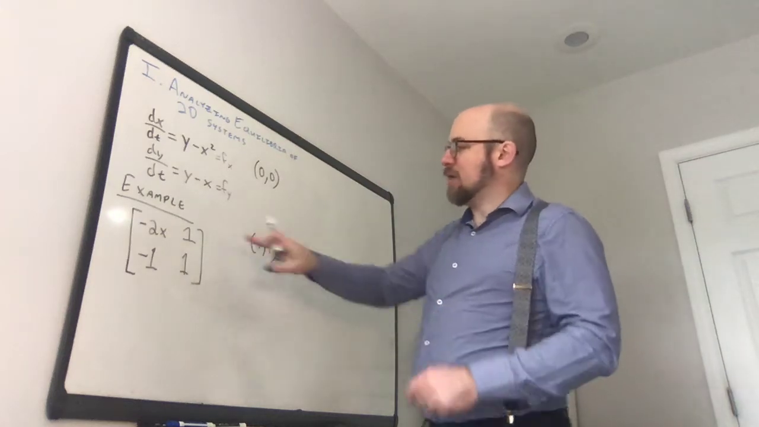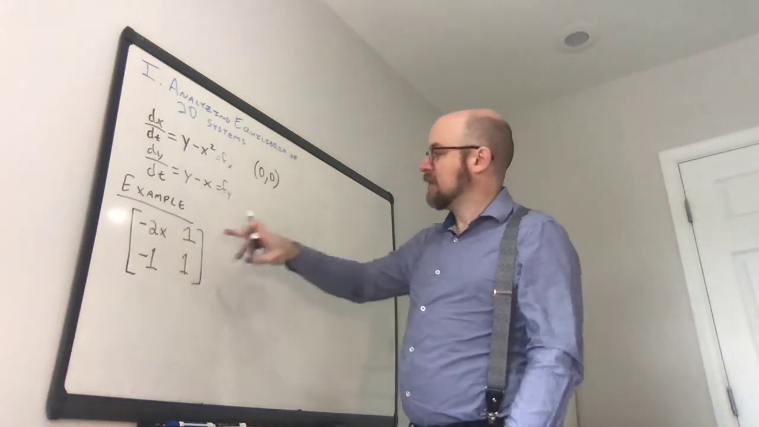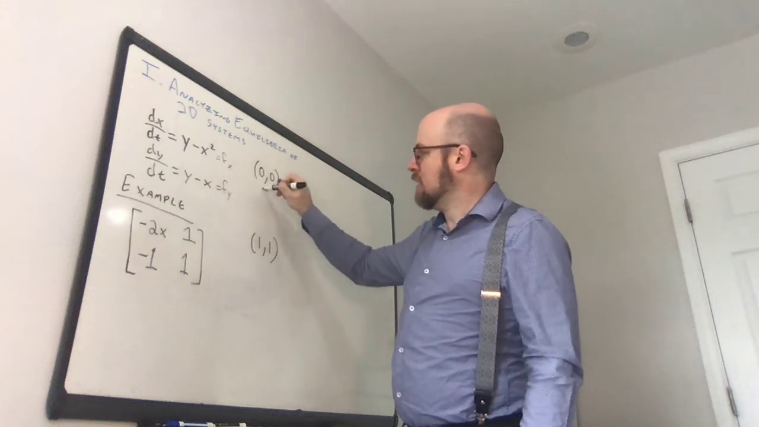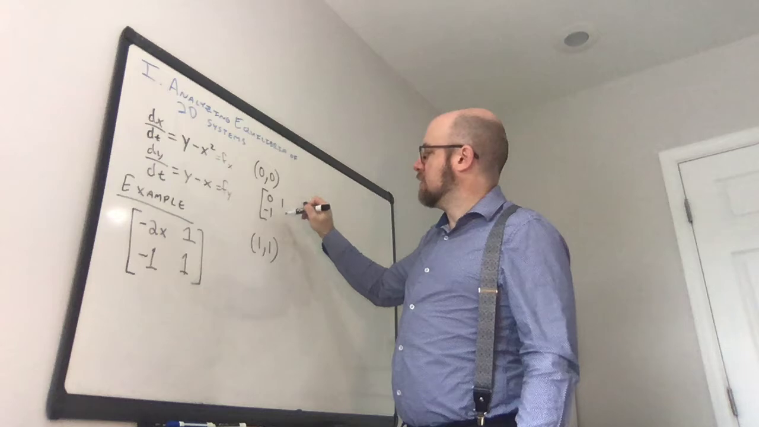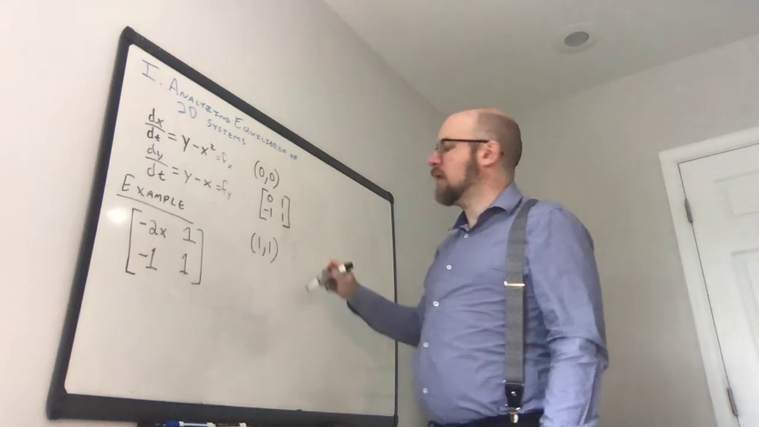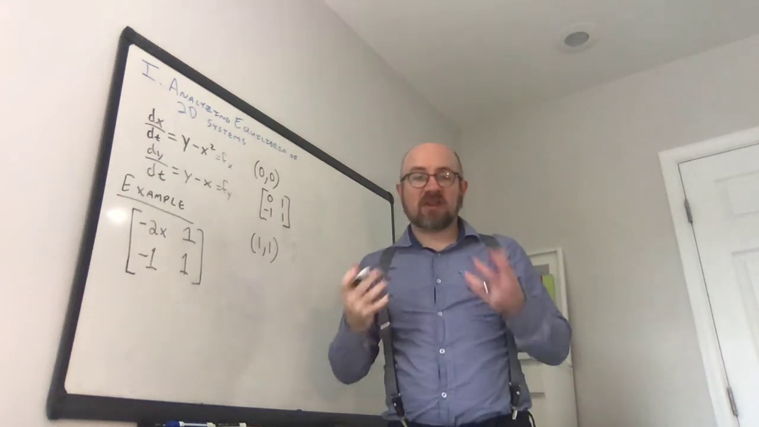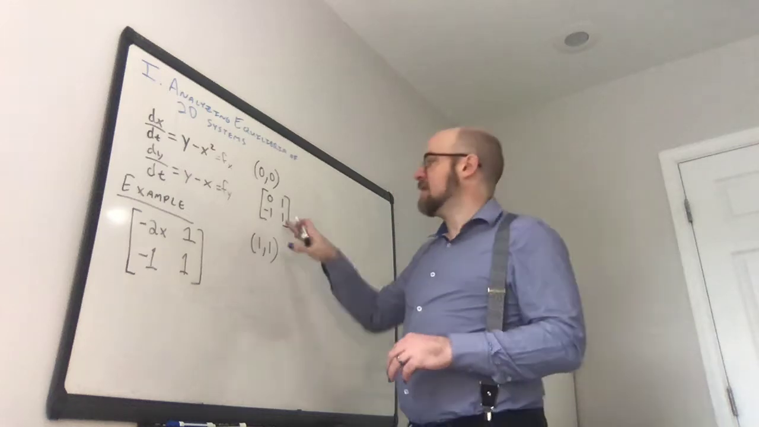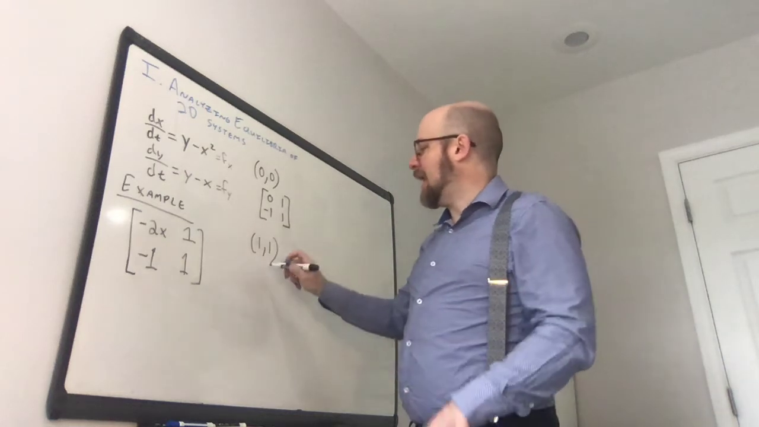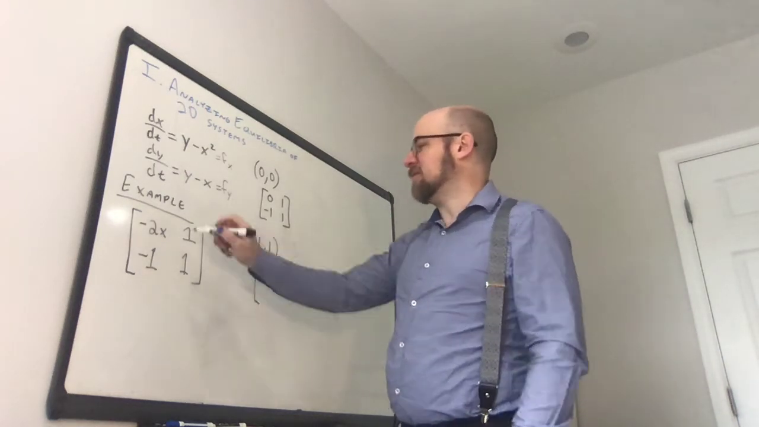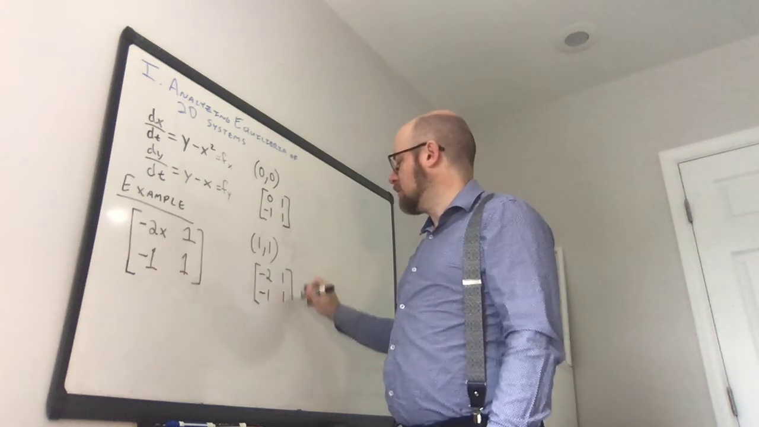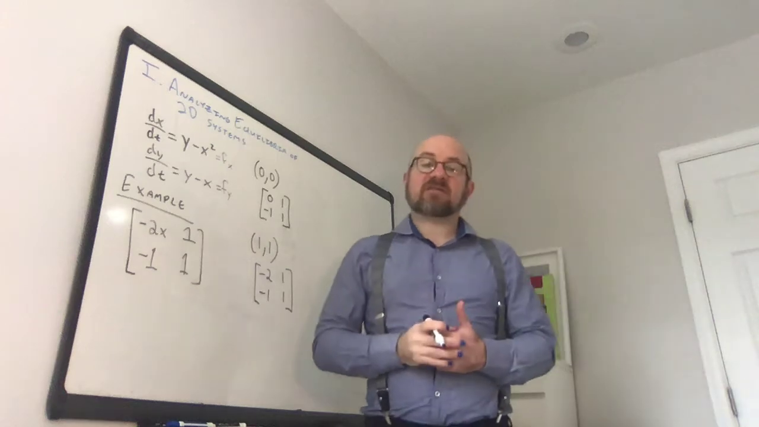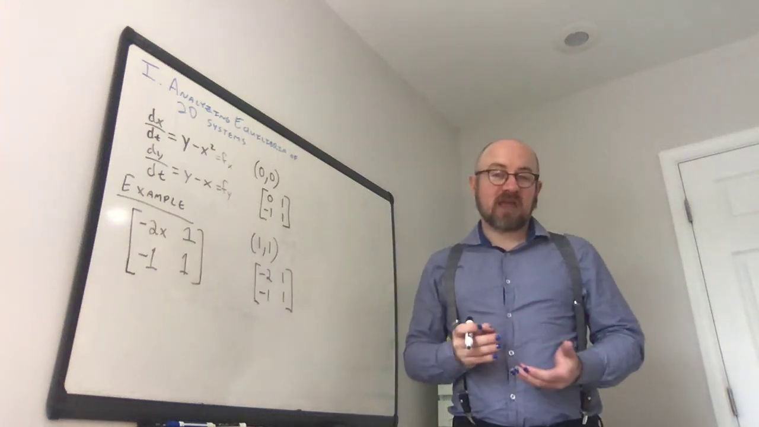At 0, 0, the Jacobian, because x is equal to 0, is going to be 0, 1, negative 1, 1. Okay? So that's kind of like the derivative of this system of equations at 0, 0. At 1, 1, it's going to be different. It's going to be negative 2, 1, negative 1, 1. And that makes a big difference in how the equation behaves.